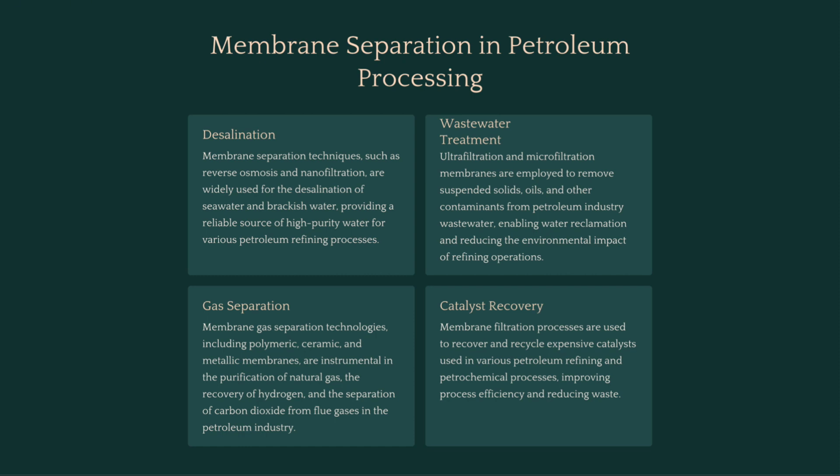Next is the gas separation. So in gas separation, technologies including polymeric, ceramic, and metallic membranes are instrumental in the purification of natural gas, the recovery of hydrogen, and the separation of carbon dioxide from flue gases in the petroleum industry. And lastly, the catalyst recovery. So, the membrane filtration processes are used to recover and recycle expensive catalysts used in various petroleum refining and petrochemical processes, improving process efficiency and reducing waste.